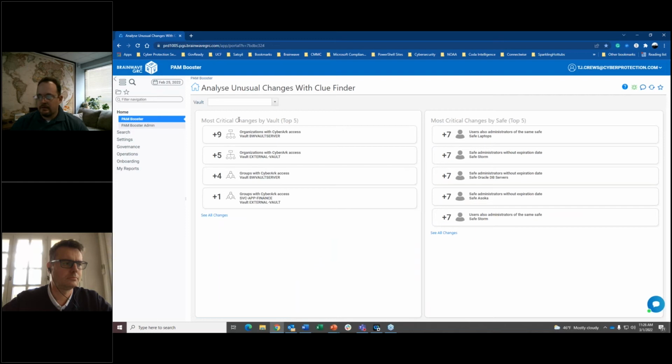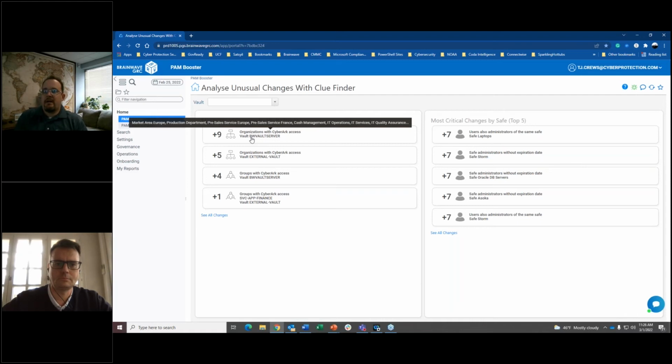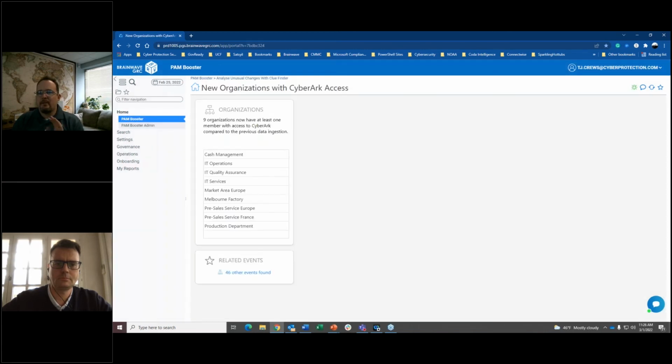I see here, just in my first top dashboard, the most critical changes by vault and the most critical changes by safe. And suddenly I see that there are 9 organizations, and let's be clear what an organization is. An organization could be a division or a department or some sort of sub-organization within an enterprise, okay? So that's what organization means here. And so I see that 9 organizations now have access to my CyberArk Vault. Well, let me take a look, because that's weird. As a CyberArk administrator, I don't remember authorizing 9 organizations.